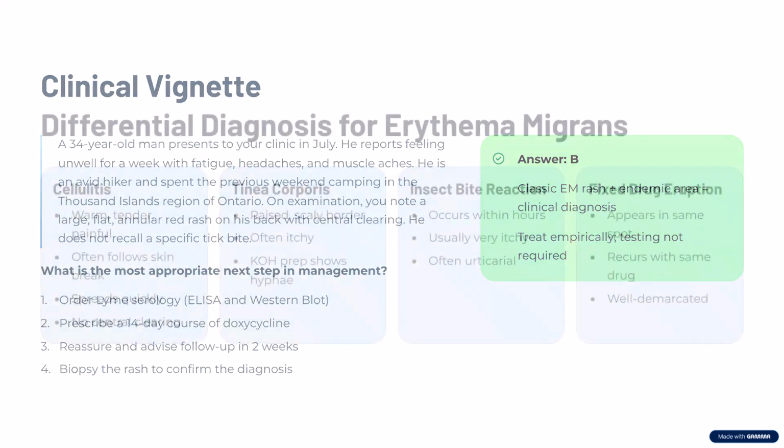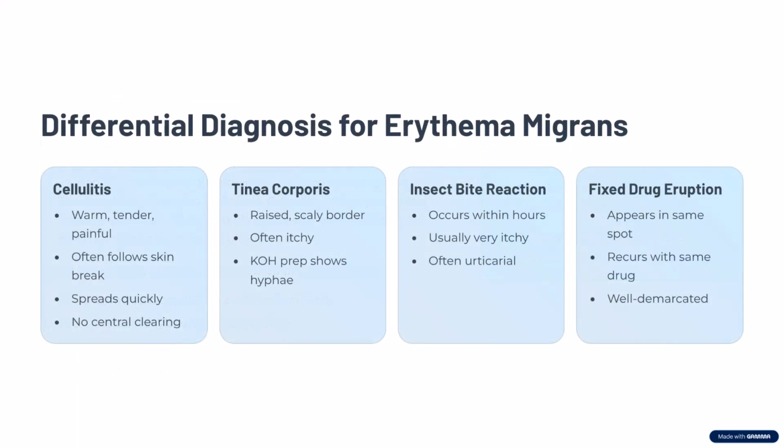It's important to remember that not every round red rash is Lyme disease. Let's quickly consider a few mimics. Bacterial cellulitis is typically tender, warm, and painful, features that are usually absent in an EM rash. Ringworm, a fungal infection, classically has a raised, scaly border and is quite itchy. And a simple hypersensitivity reaction to a bug bite happens much faster, within hours, and is usually intensely itchy. Differentiating these is key for avoiding misdiagnosis.